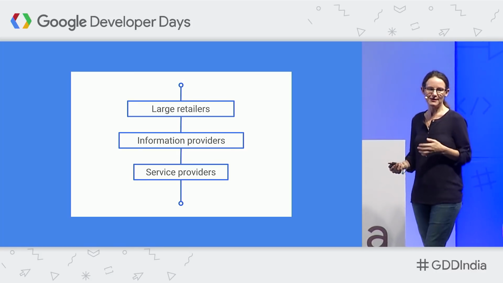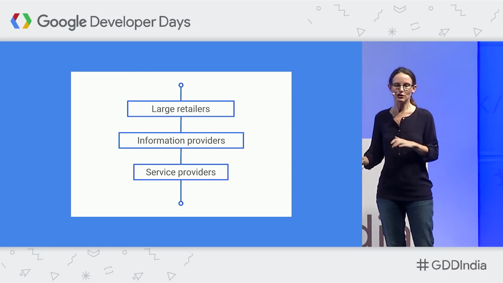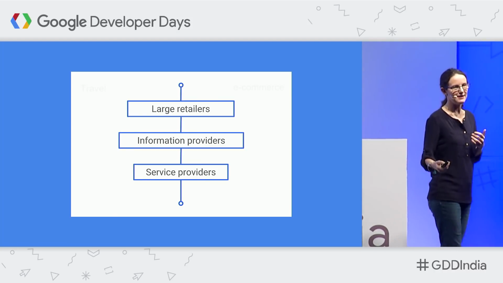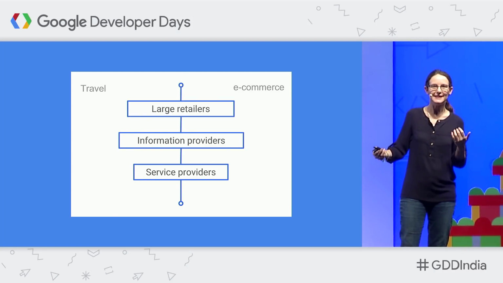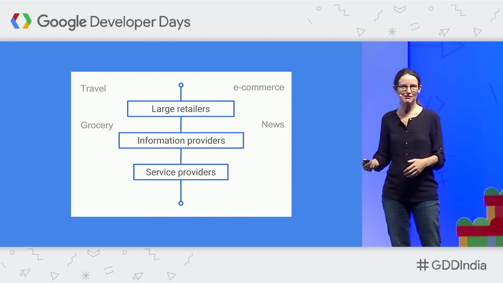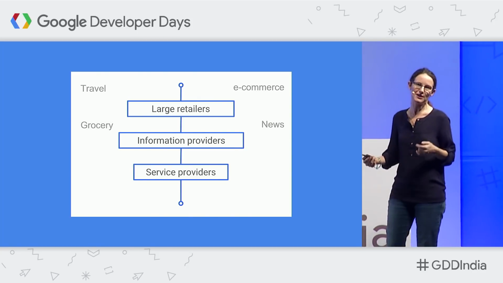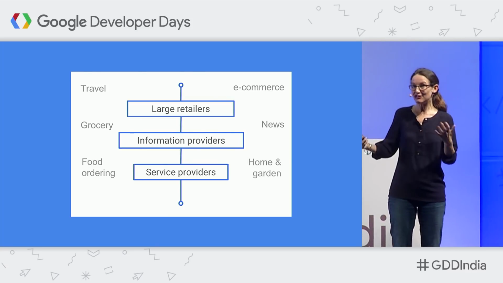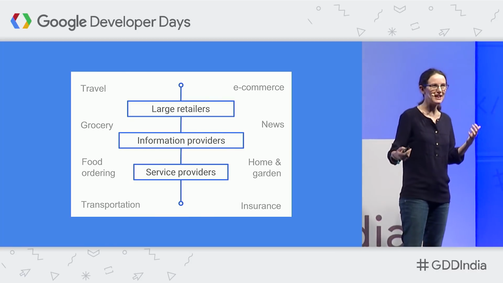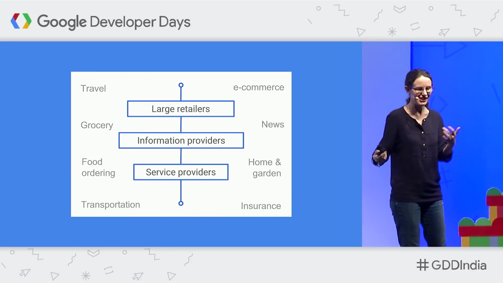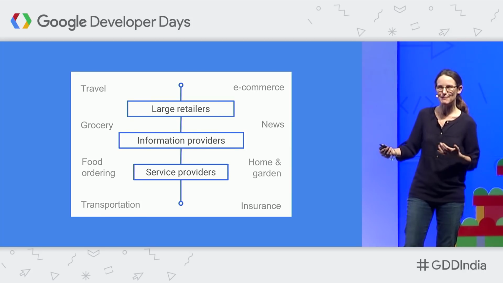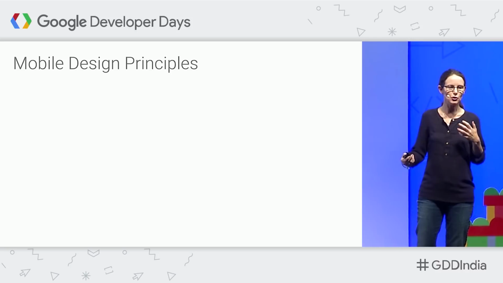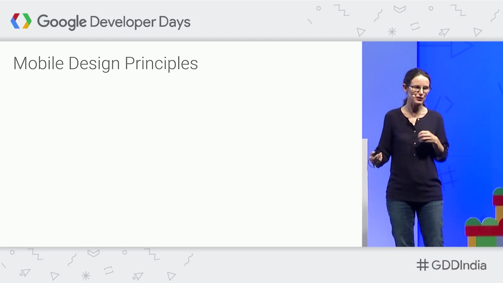So the sites or apps tested ranged from large retailers through information providers and service providers. And we looked at many different types of services like travel and e-commerce. We looked at groceries and purchasing groceries. We looked at news sites. We looked at food ordering. We looked at the category of home and garden, transportation, lead gen services such as insurance, and more. So those are just some examples of what we looked at. We wanted to keep it very broad, so you can get to all of the principles that we resulted from these studies.